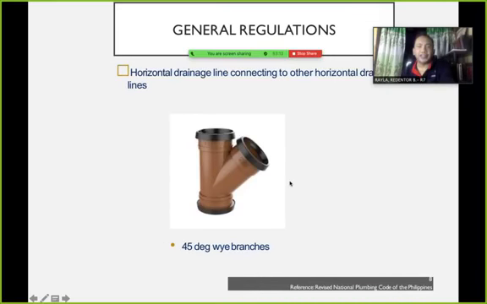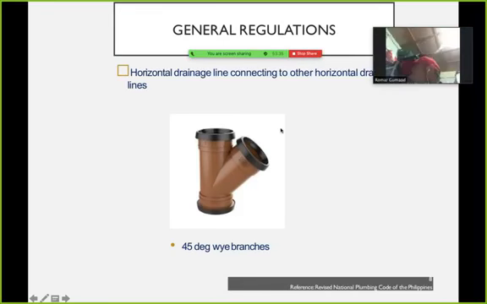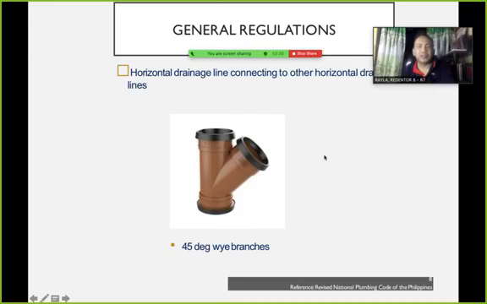So next, horizontal drainage line connecting to other horizontal drainage line. There are two horizontal drainage lines. So you need to have a 45-degree Y branch. So this is a 45-degree Y branch. So you need another 1/8 bend to make the horizontal line here.